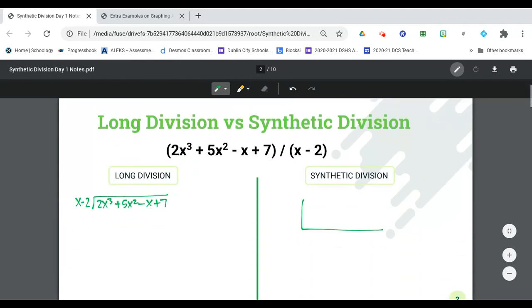So first, before we actually look at synthetic division, let's talk about long division. Long division is something that you did back in elementary school where you divided numbers. We're now going to look at dividing polynomials.